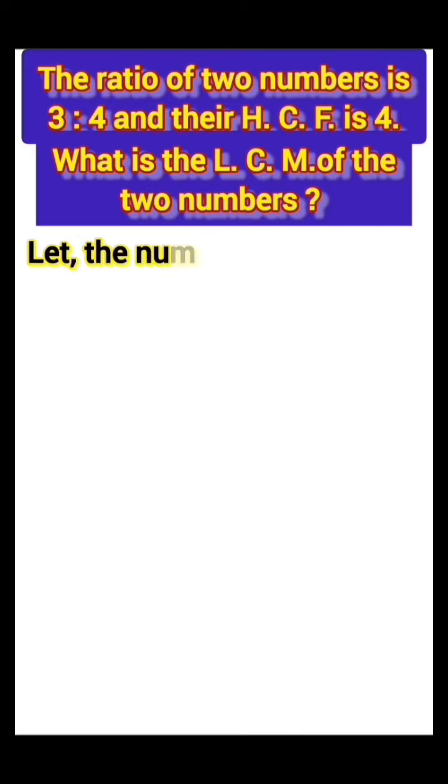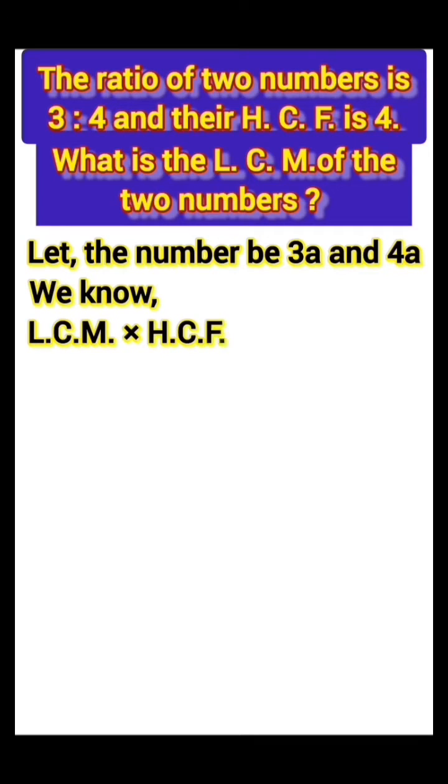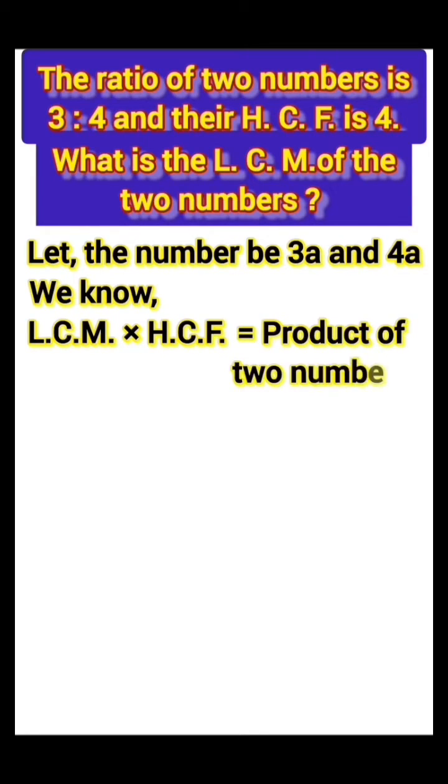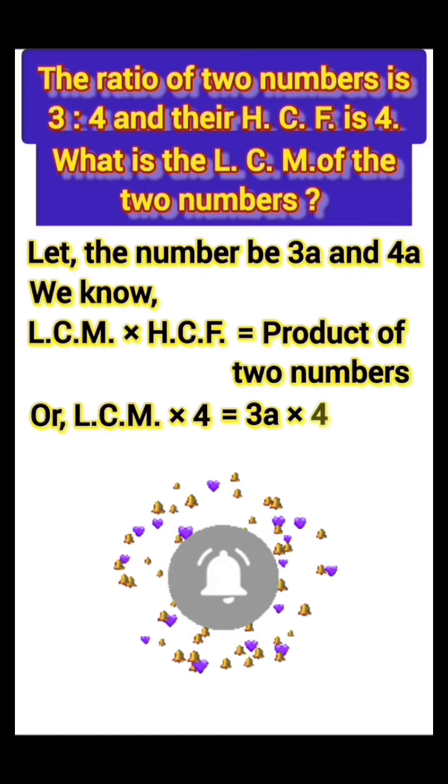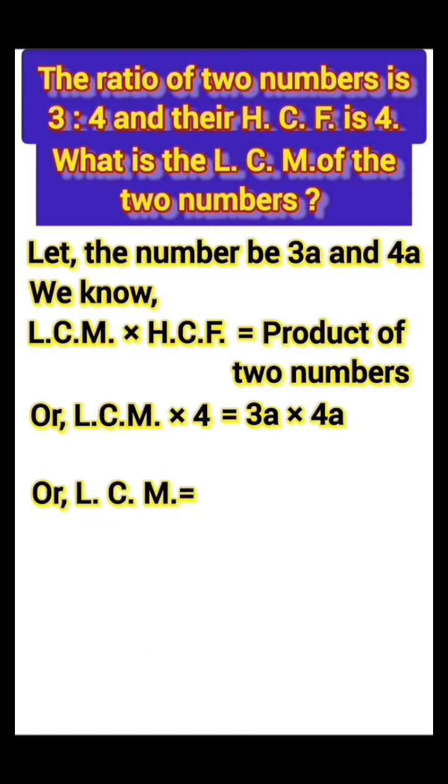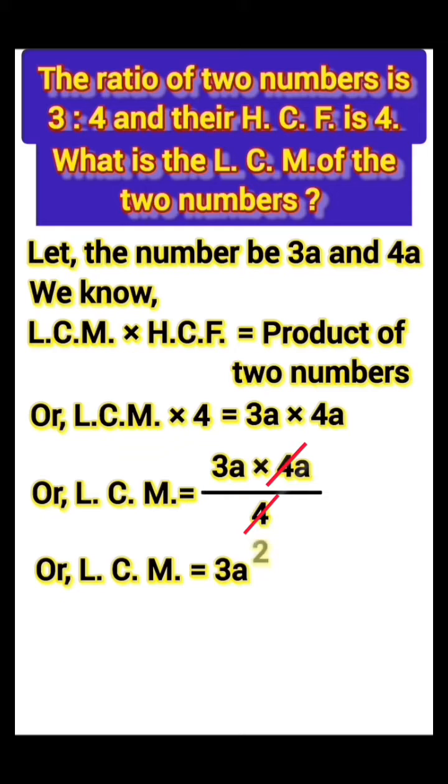Let the numbers be 3a and 4a. We know LCM into HCF equals the product of two numbers. So LCM into HCF, which is 4, equals the product of two numbers, 3a into 4a, or LCM equals 3a into 4a by 4. Now we cancel by the table of 4. Cancel 4 and 4, or LCM equals 3 into a square.